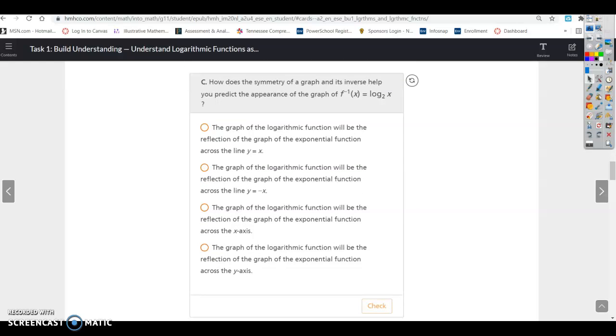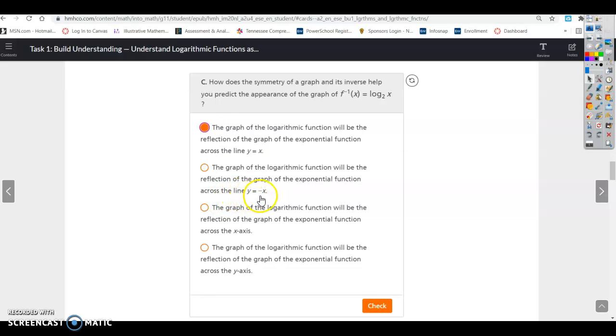All right, C part says, how does the symmetry of a graph and its inverse help you predict the appearance of the graph of f inverse of x equals log base b of 2? All right, so the symmetry, remember that anytime you're looking at an inverse, it's the reflection over y equals x. So let's see what they say. The graph of the logarithmic function will be the reflection of the graph of the exponential function across y equals x. So that sounds exactly right to me.